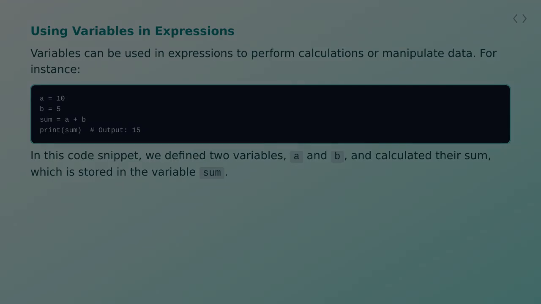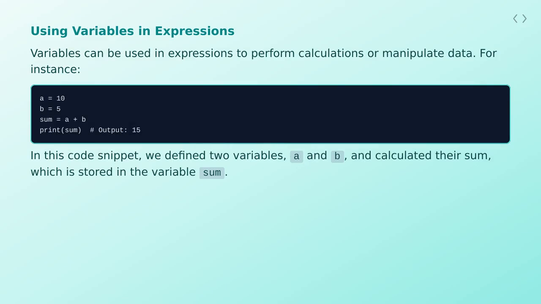This section covers using variables in expressions. Variables can be used in expressions to perform calculations or manipulate data. For instance, the samples on screen walk through this step. Take a moment to read through them. In this code snippet, we defined two variables a and b and calculated their sum, which is stored in the variable sum.